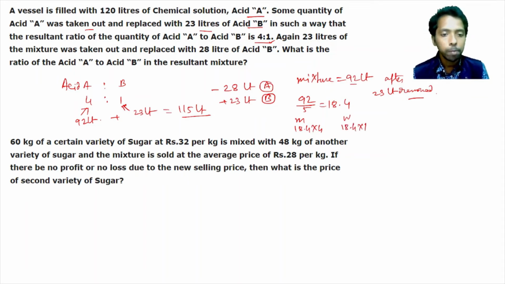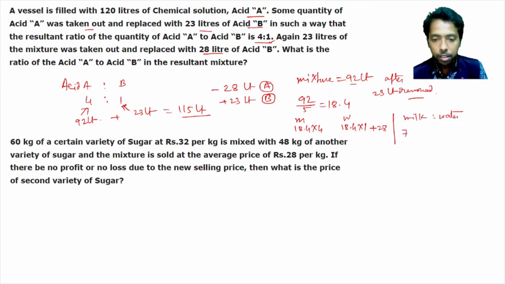Now what's it saying? Replace with 28 liters of acid B. Just add this. So what is it giving? That means acid A here and acid B here. This is 736. This is 464. Just reduce it. 232, 368, 184, 116, this is 58, this is 92, 46, 29. So the ratio 46:29 is the answer, right?